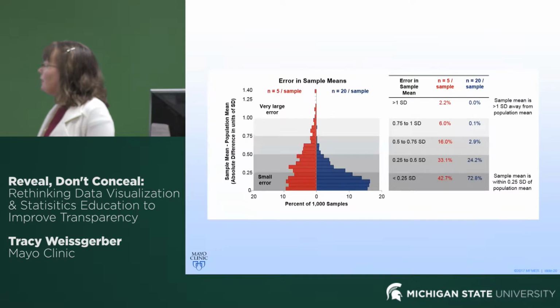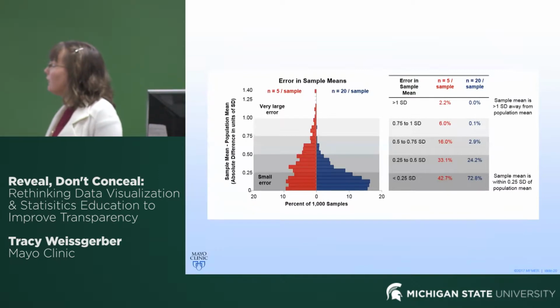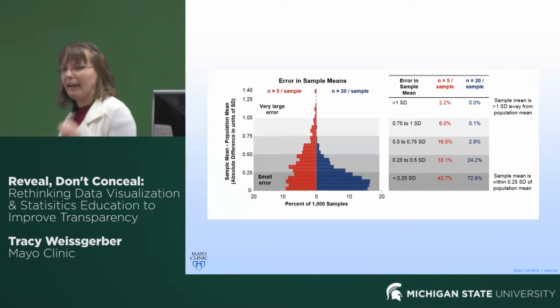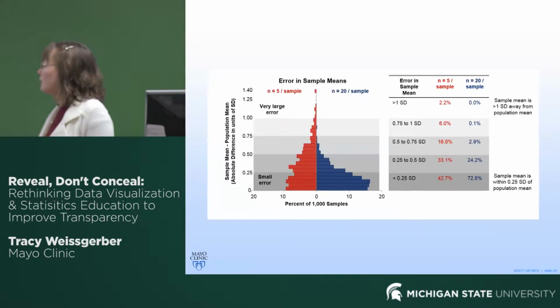So here's our N of 5, and here's our N of 20, and we're just looking at the error in the sample mean here. So this is no error at all, what it should have been in the population. If we're up here, then the mean is a quarter standard deviation off, half a standard deviation off, 3/4 of a standard deviation off, 1 standard deviation off. So the higher you are, the more error you have.